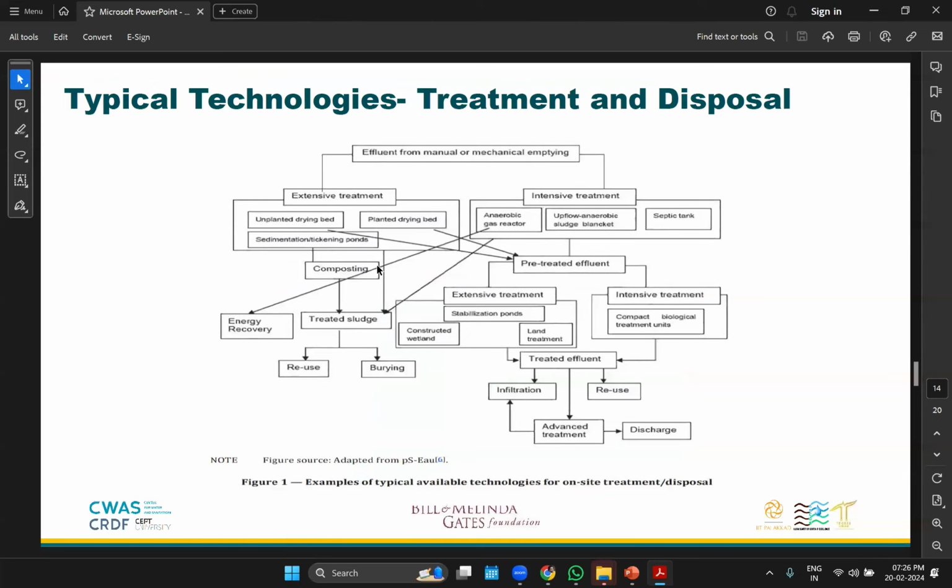This is a fairly complex drawing within the standard, but it differentiates the treatment requiring a large surface area as opposed to intensive treatment with a smaller footprint. The intensive treatment creates an intermediate product, partially treated effluent, as you can see on the right side of the diagram, that moves to additional extensive treatments such as ponds or intensive treatment like compact biological treatment units. Both treatment trains focus on the goal of reuse and safe disposal of the wastewater or the residues. Next slide, please.